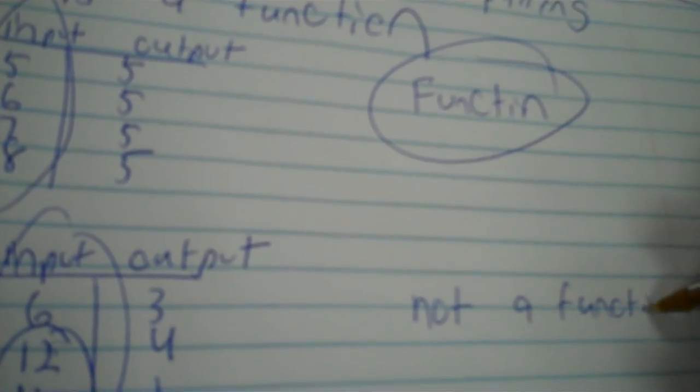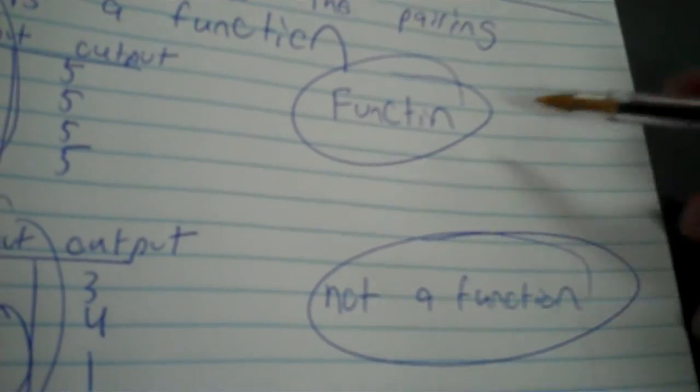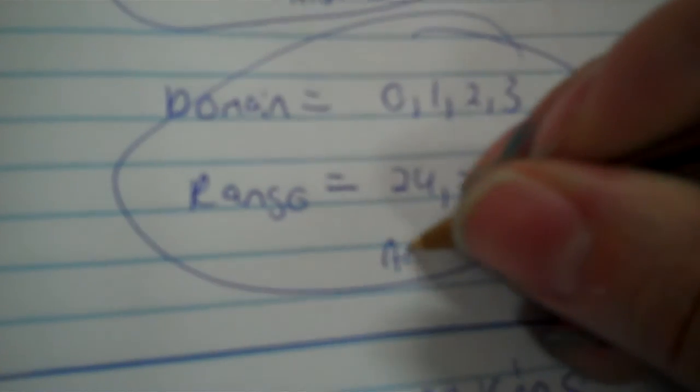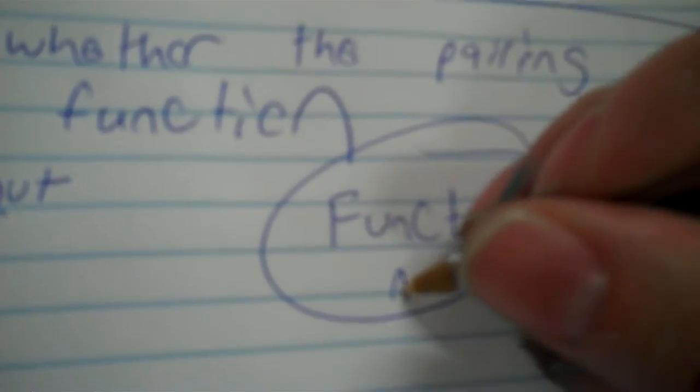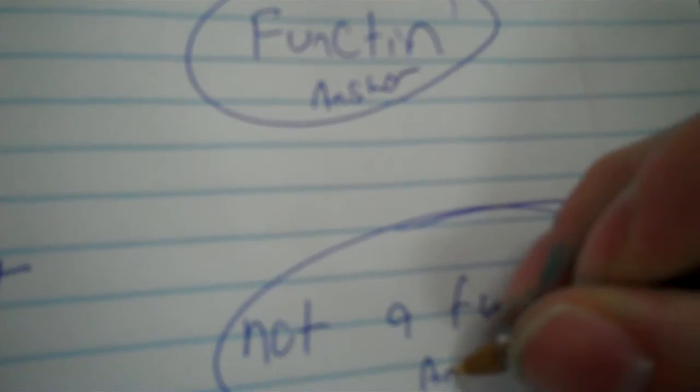Okay, next one. Input, output. 6, 12, 12, 18, and 3, 4, 1, 2. Alright, so input, right away those repeat, so that is not a function. That's what the answer to that one is. That's what you type as your answer there.